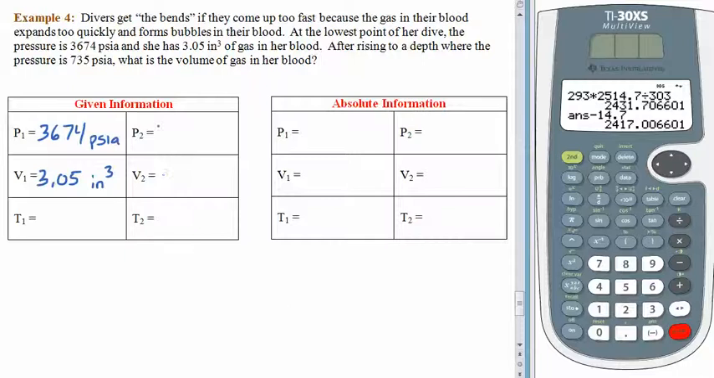We rise to a different depth where the pressure is lower, 735 PSIA, and we want to find the new volume. Notice that the temperature we don't have, but the temperature should stay the same because this is in the person's blood. For the most part, we're assuming that they're not down there long enough for the body temperature to change much. So this is our constant. All right, your job, pause the recording, fill in the table over here with any changes that need to be made.